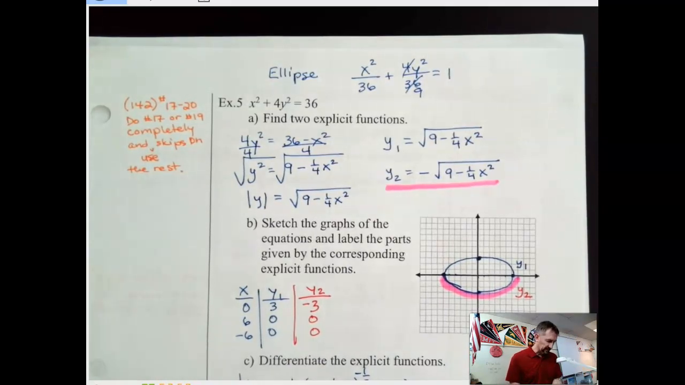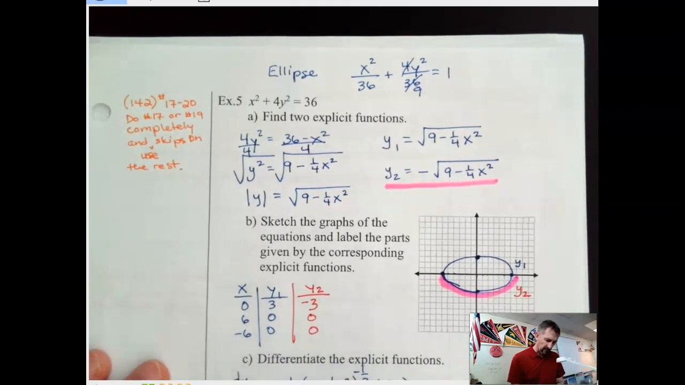Now if we try to clean this up a little bit, this is going to drop down because of the negative exponent. The only thing I'm going to have left in the numerator is negative x, and the denominator is going to be 4 times the square root of 9 minus 1/4 x squared.